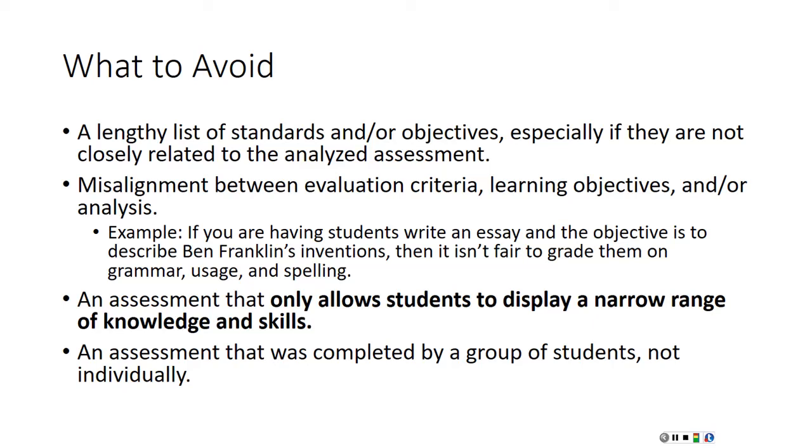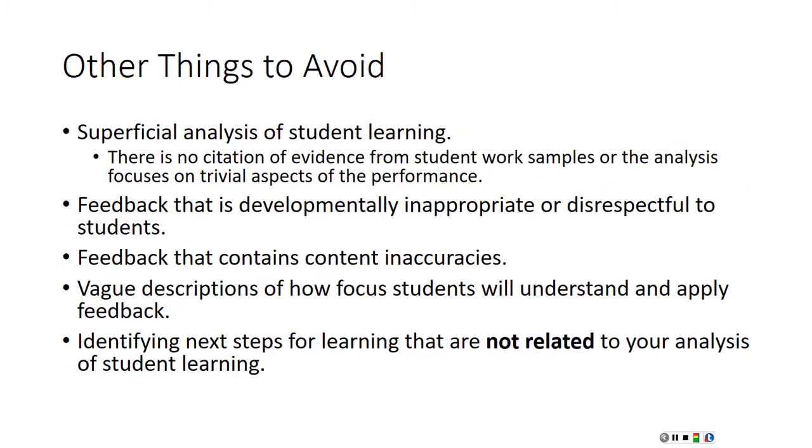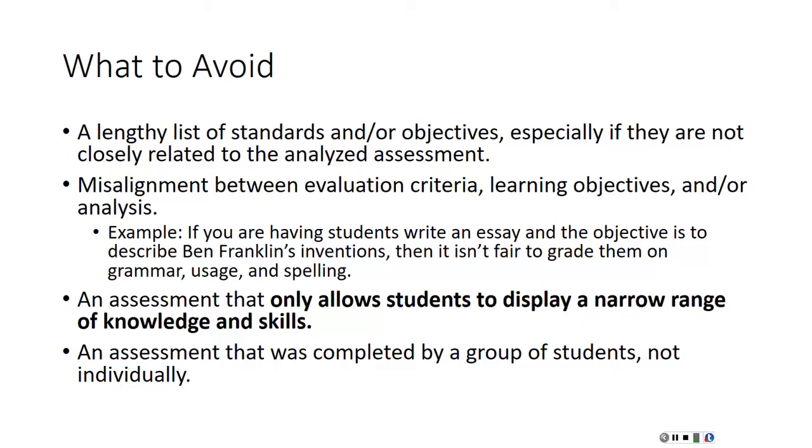Of course, you're not going to have it like that, but that's an example. So don't assume. You have to explain. You don't want a lengthy list of standards and objectives. It's not the more the merrier. Make sure they are very well aligned to the assessment. If you have misalignment between your criteria, your objectives, and analysis, that's an automatic 1. For example, if students write an essay and the objective is to describe Ben Franklin's inventions, it isn't fair to grade them on grammar, usage, and spelling, because that wasn't your objective.